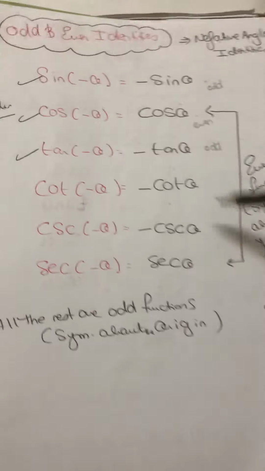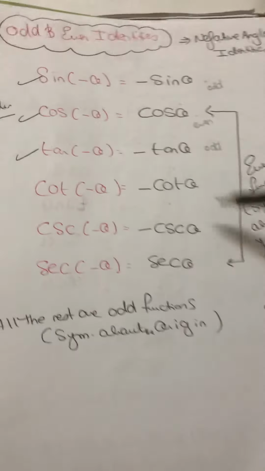Sec negative theta is equal to sec theta. Why? Because it's the reciprocal of cosine theta, and also its graph. If you remember the graph of the sec, we didn't go deep with the sec, but we took them. The graph of the sec was also symmetric about the y-axis. I'll get it to you in a second. Here, this is the graph of the cosecant. Cosecant is symmetric about the origin. And if I rotate it 180 degrees about the origin, it will come back to its original shape. So this is an odd function.